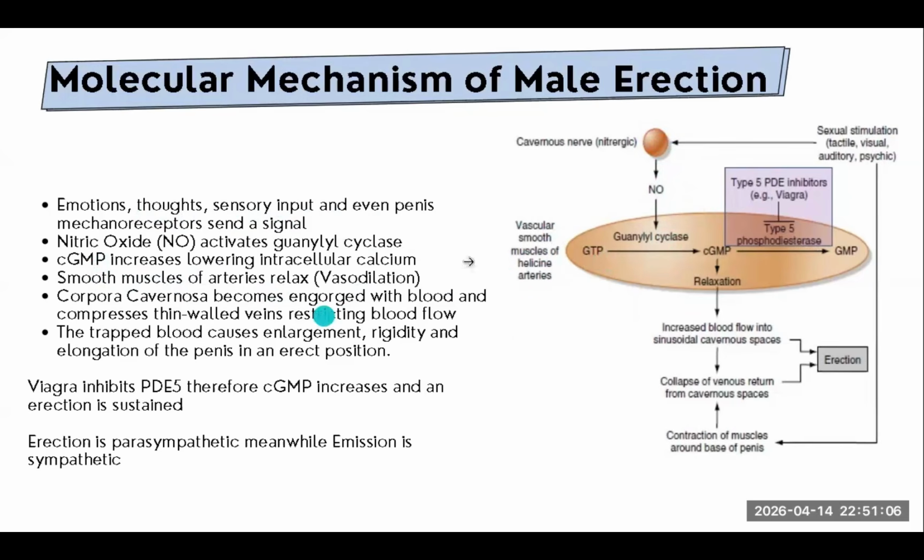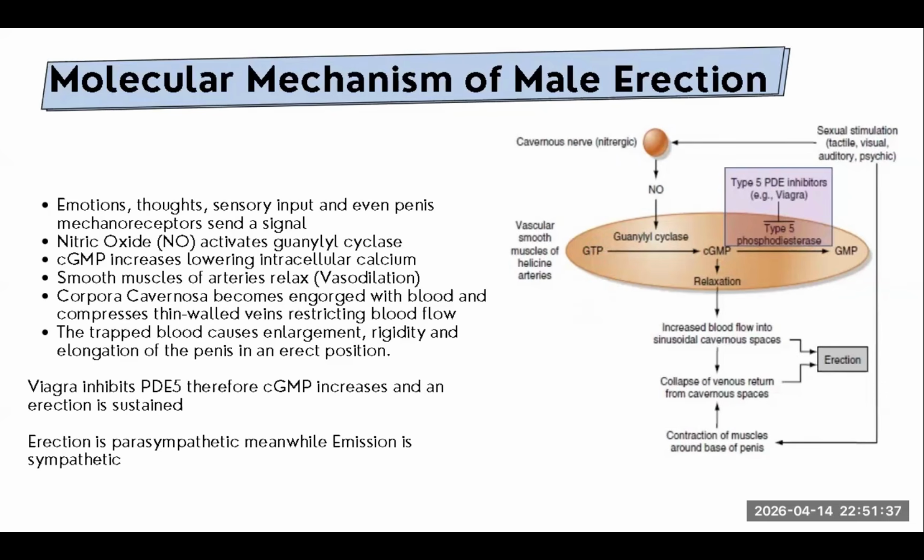From here, you guys should know this from cell signaling again. Nitric oxide would activate guanylyl cyclase. Guanylyl cyclase would change GTP to cyclic GMP. And then cyclic GMP, when it increases, would decrease intracellular calcium. This decrease in calcium would lead to smooth muscle relaxation of the arteries. This is also known as vasodilation.